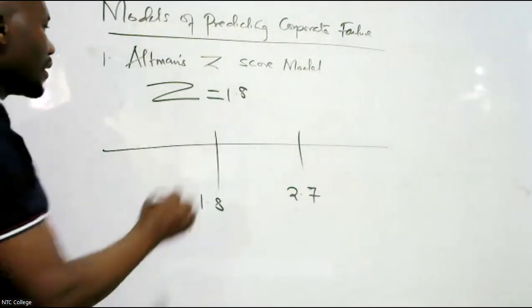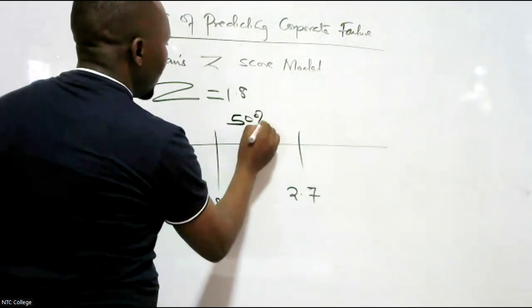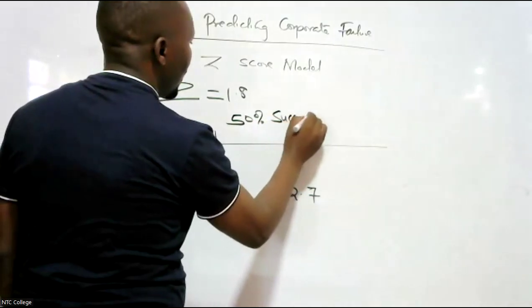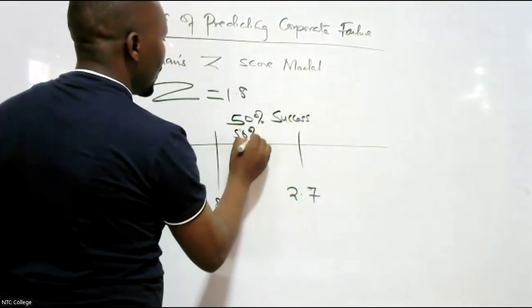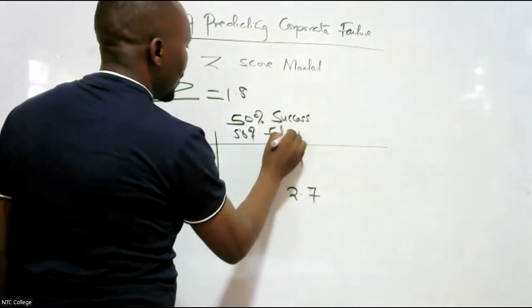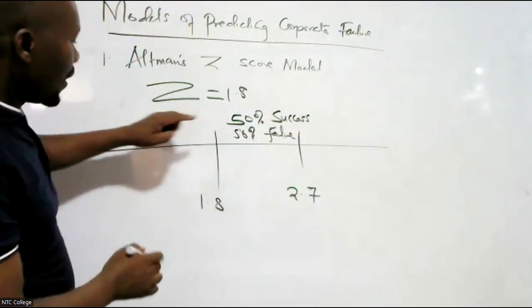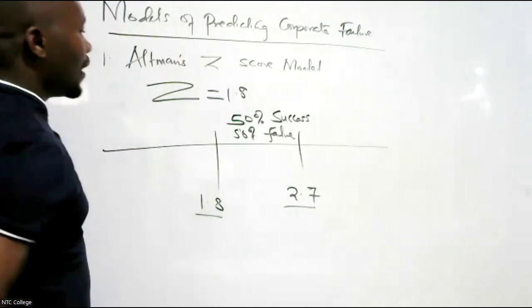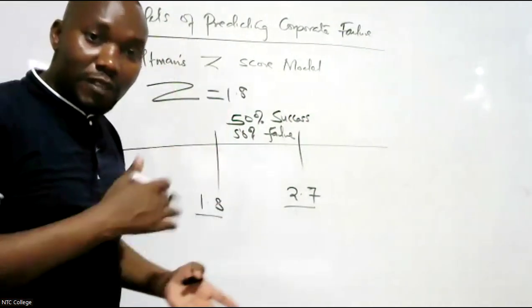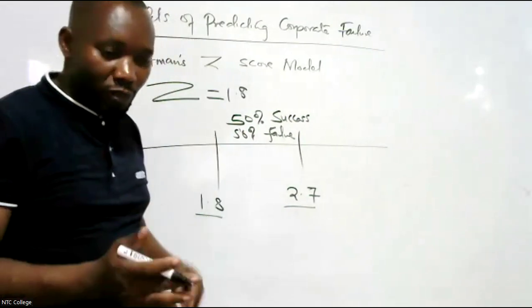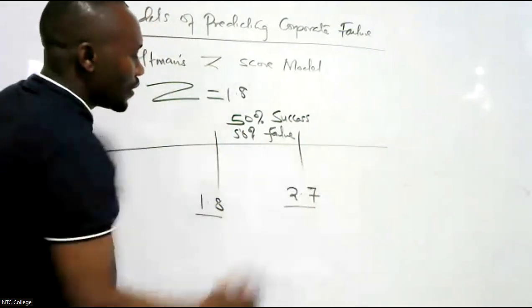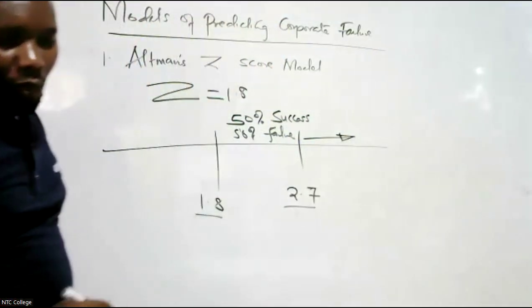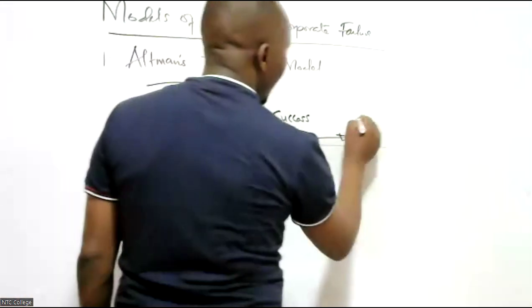So there is 50% success and also 50% failure. The company whose Z score is between 1.8 to 2.7, it means that it is 50-50. It can survive. It can fail or not fail. The one that is beyond 2.7, anything that is beyond here now, we call it successful or success.